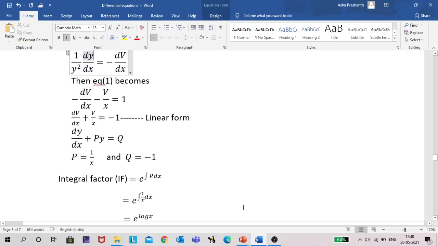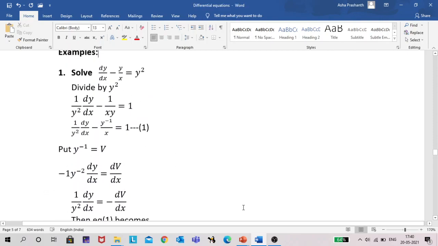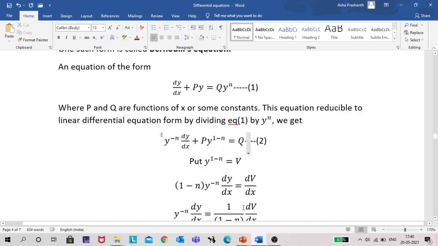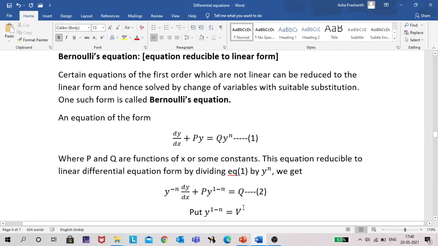Okay, clear? This is Bernoulli's form, an equation reducible to linear form. The only thing is to divide the equation by y to the power of the q coefficient.